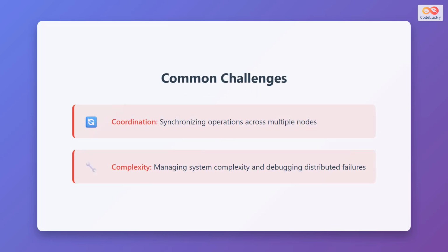What are some common challenges in distributed computing? One is coordination, which involves synchronizing operations across multiple nodes to ensure consistency and accuracy. Another challenge is complexity, which arises from managing the system's intricate architecture and debugging failures that occur across different nodes.